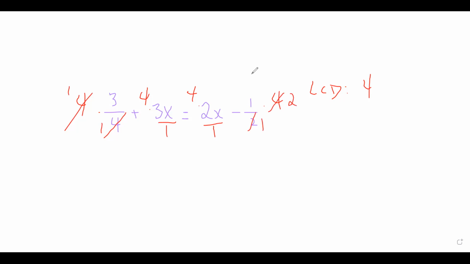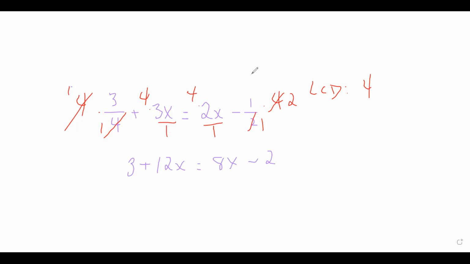Notice how everything's got a 1 across the bottom. I don't need to keep it. So 1 times 3 is going to be 3, plus 4 times 3x is going to be 12x, equals 4 times 2x is 8x. And we've got minus 1 times 2, which is 2. This statement says the very same thing as the one with the fractions. It's just we probably would much rather work this statement out.